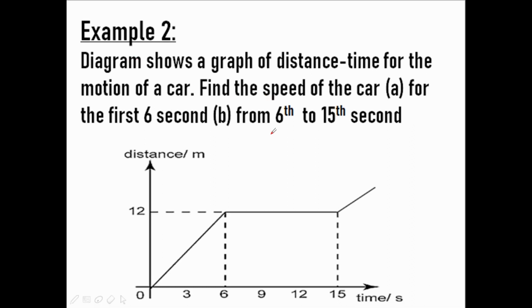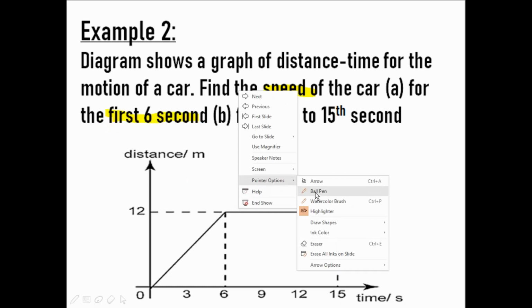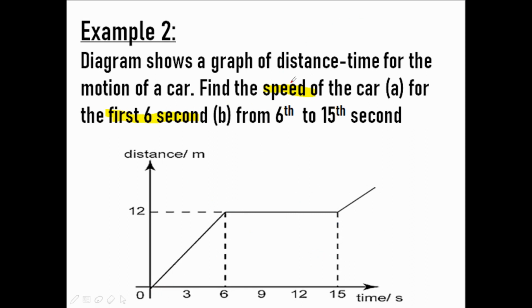Okay, so we have to find the speed. Find the speed of the car for the first 6 seconds. So to find the speed from a distance against time graph, we just need to find the gradient. To find the gradient, we must at least have 2 points. So let's say this point and this point. The coordinate of this point is 6, 12. Okay, the x is 6, y is 12. The coordinate of this point is 0, 0.